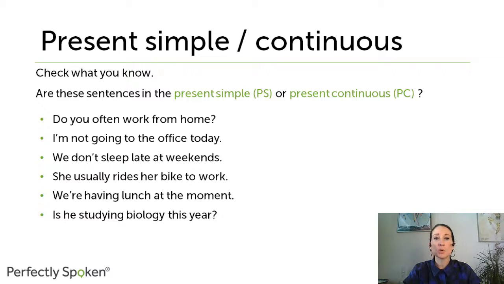So, do you often work from home? I'm not going to the office today. We don't sleep late at weekends. She usually rides her bike to work. We're having lunch at the moment. Is he studying biology this year?